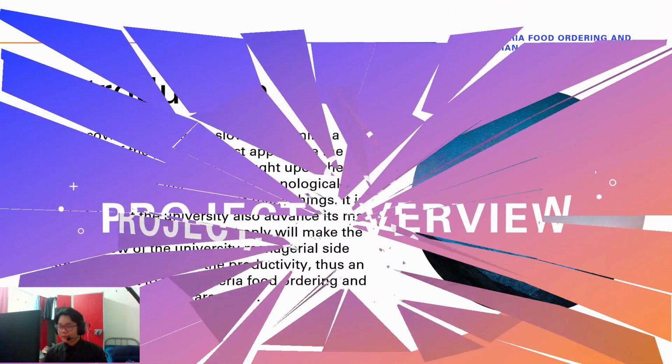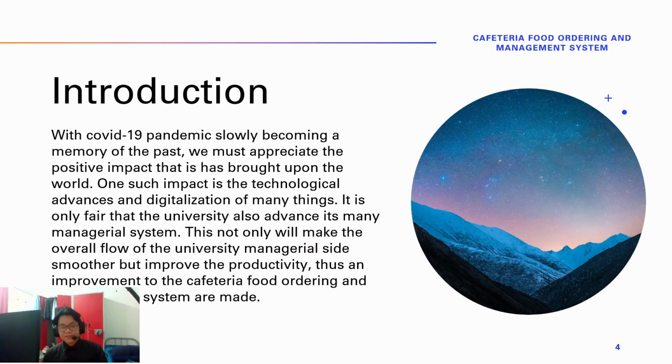For the project overview, with the COVID-19 pandemic slowly becoming a memory of the past, we must appreciate the impact that it has brought upon the world. One such impact is the technological advances and digitalization of many things. It is only fair that universities take advantage of the advances and digitalize the managerial system. This will not only make the workflow of the university smoother, it will also help improve the productivity of the staff. Thus comes my workshop title, the Cafeteria Food Ordering and Management System, which is proposed.